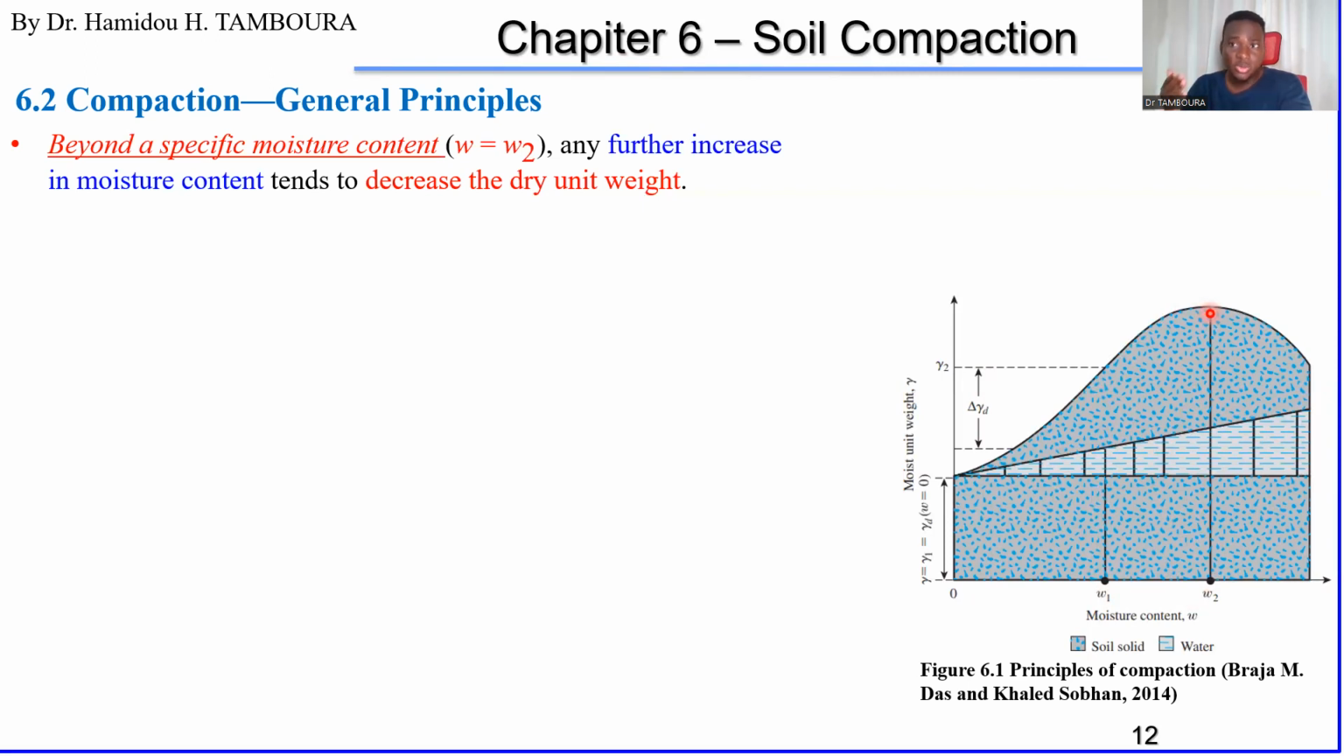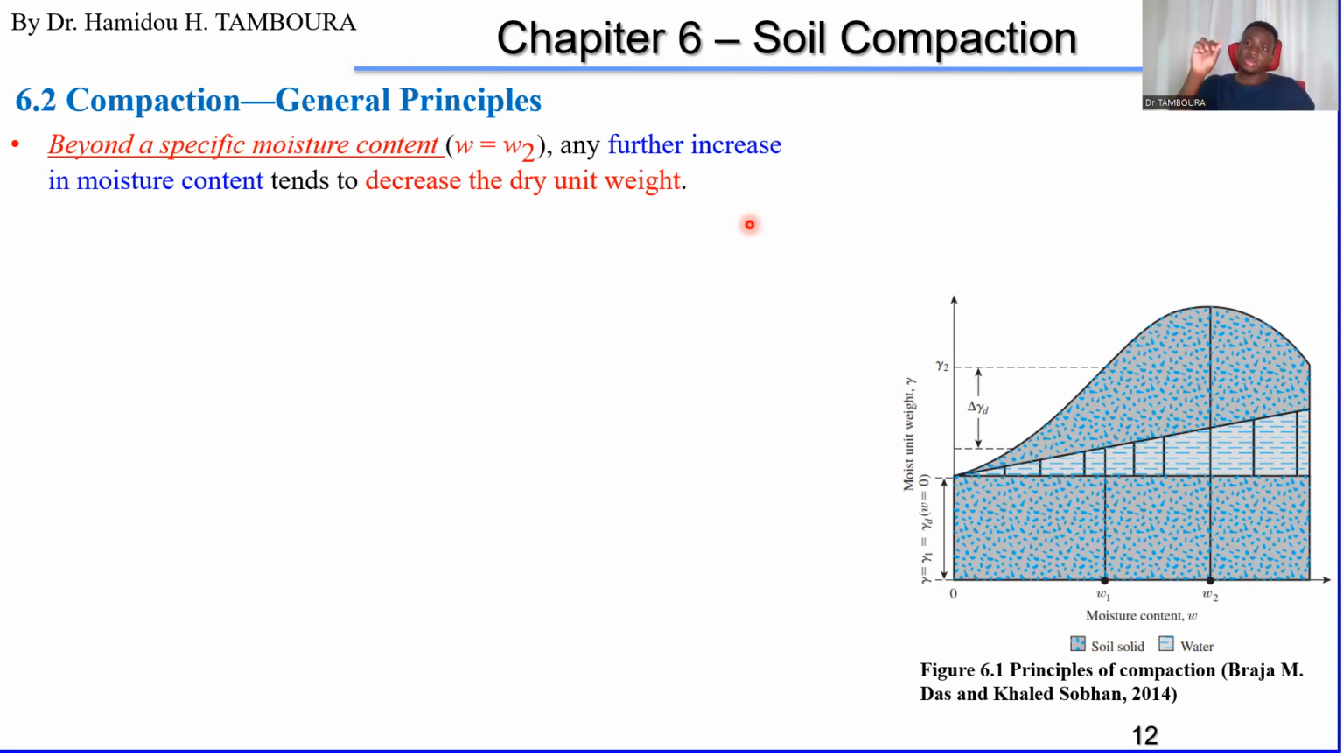Beyond this water content, ω2, if you add more water, instead of increasing the dry unit weight, you will obtain the reverse effect. The dry unit weight will decrease. This point is what I need you to understand. Okay?